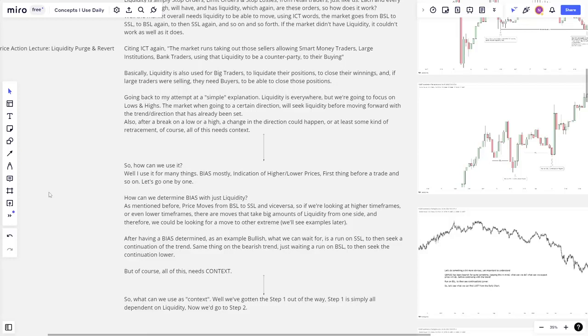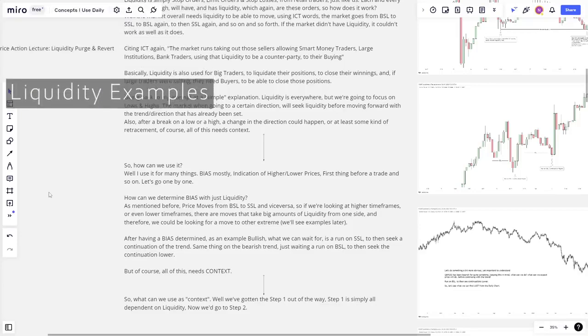So what can we use as context? Well, liquidity is entirely step one out of my strategy. As you probably already know, my strategy is based on 5 steps that I follow each and every single day to try and find opportunities in the market. So step one is completely based on liquidity.